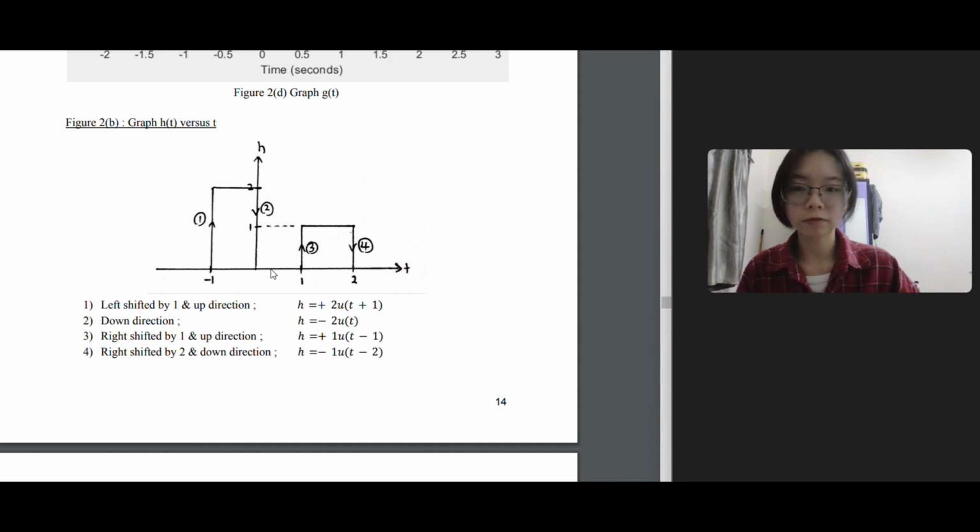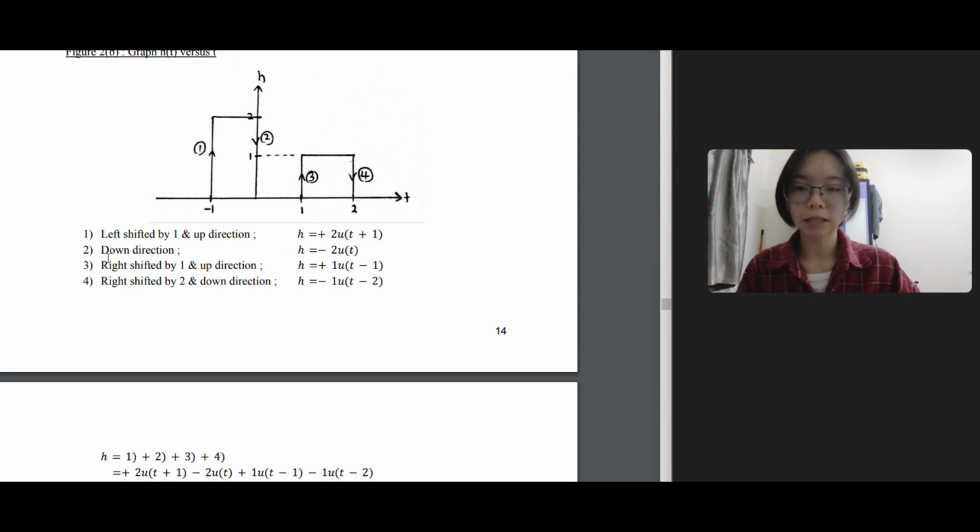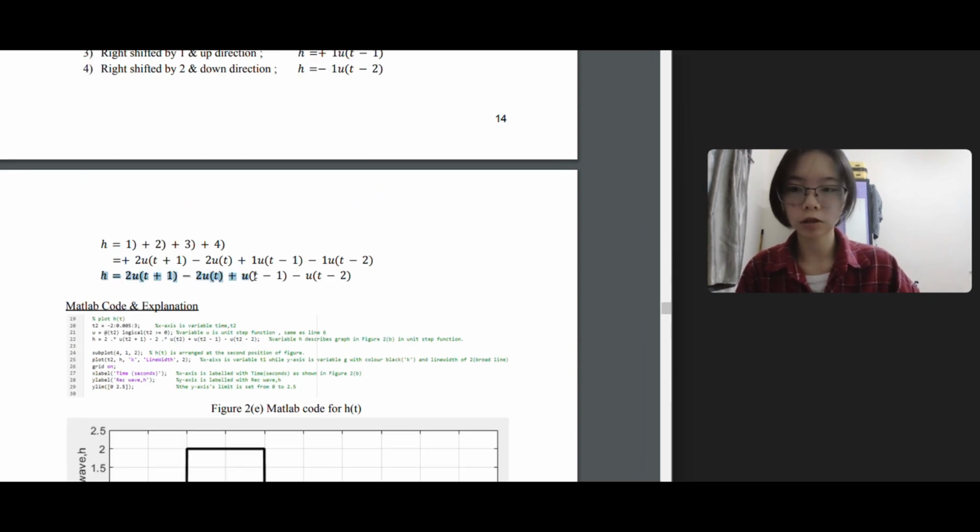Then we need to find the time shifting element, or t naught. Here, t naught is negative 1. Here they are 0, 1, and 2. We just substitute them into the formula. And then the third thing is we need to find the direction of all parts. So here they are positive, negative, positive, and negative. Now we have the formula for all parts. And now h is equal to the sum of all parts. We can get the unit step function of h.